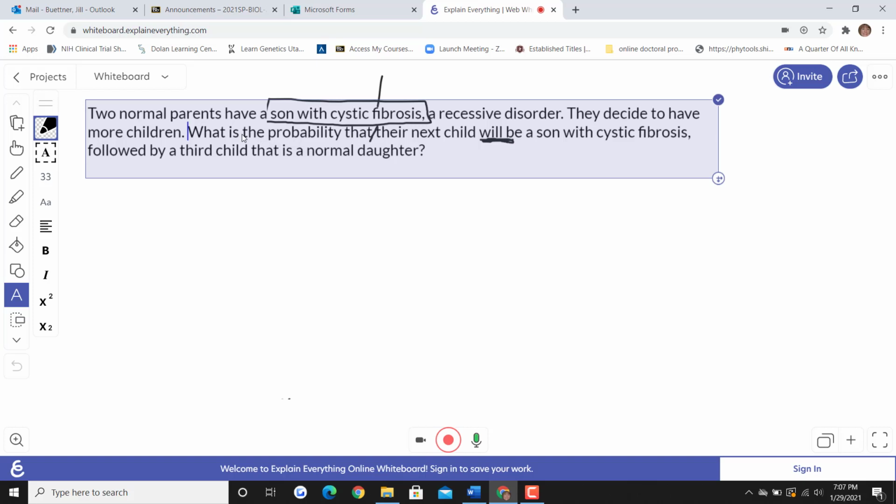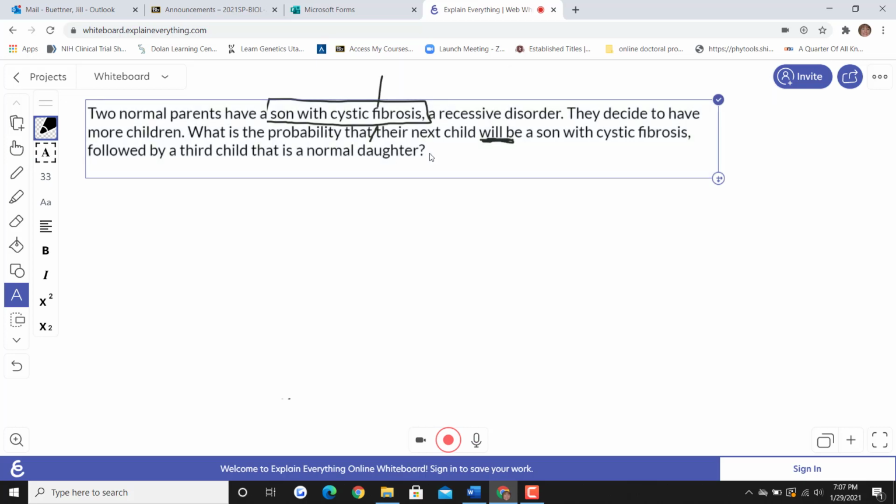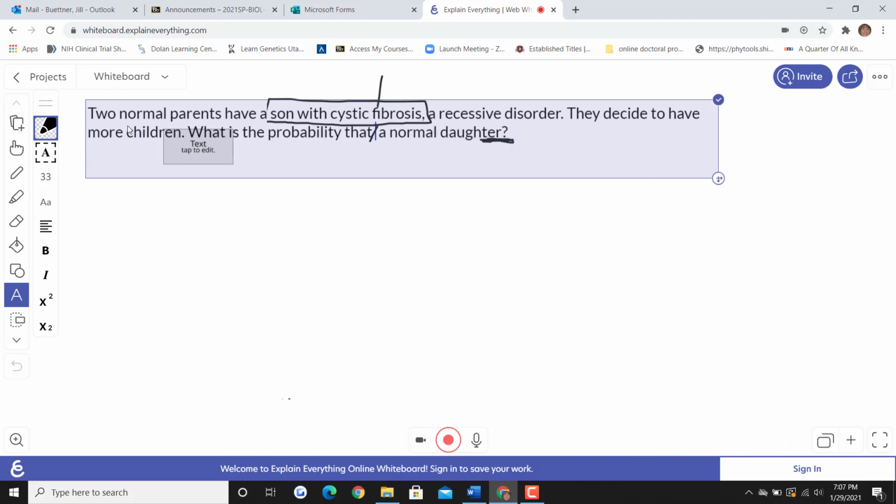All right, 2 normal parents have a son with cystic fibrosis. They decide to have more children. I'm going to change it to say, what's the probability that after the birth of their 3rd child, their family consists of 2 sons with cystic fibrosis and a normal daughter.